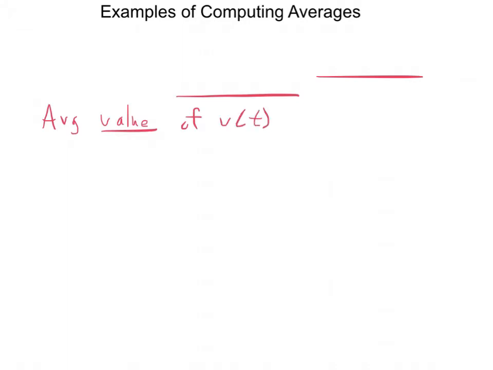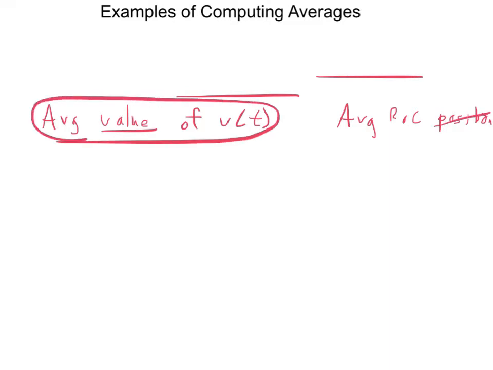For the first example, use your calculator to find the average velocity of a particle on that interval if the velocity function is that. It's interesting. The question is asking us to find the average velocity and then giving us the velocity function. The easiest way to do this is to find the average value of the velocity function. Average velocity could be found by finding the average rate of change of position, but I don't have a position function, so this method makes a lot more sense.